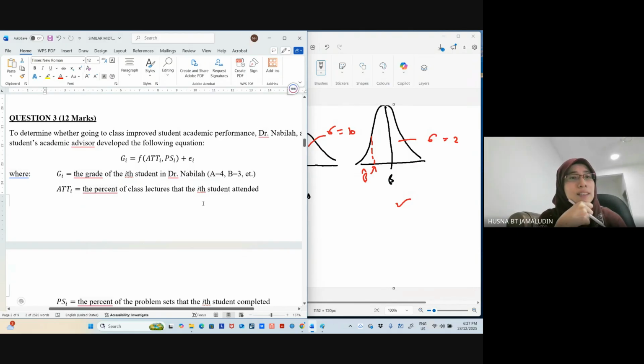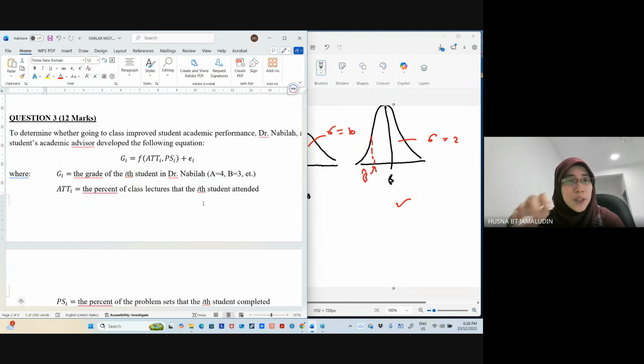Okay. Question, the next one. To determine whether going to class improves students' academic performance, Dr. Nabila, a student's academic advisor, developed the following equation. Now I think we should change. Instead of Dr. Nabila, we have Dr. What? Who is your AA just now? Dr. Sakina. Yes, Dr. Sakina. We will change Dr. Sakina, right?